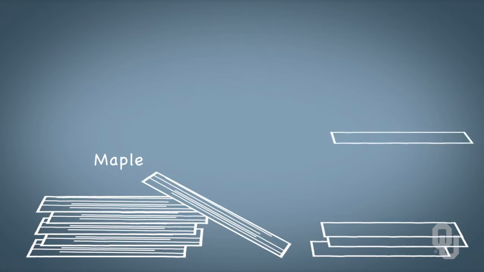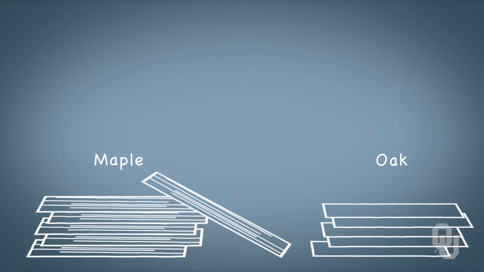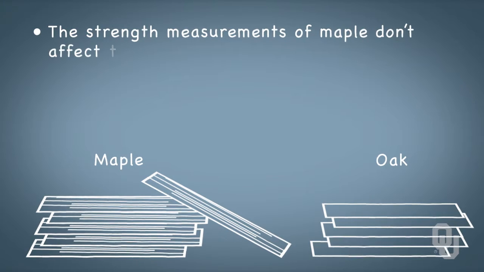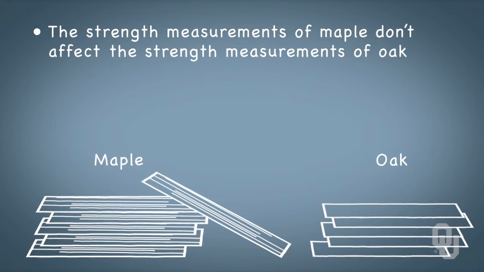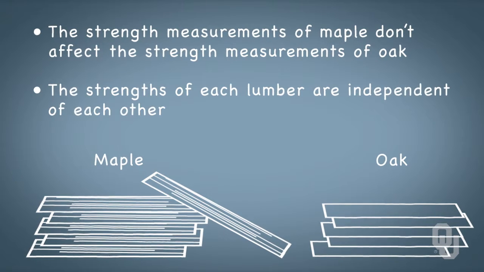For example, if we collect samples of maple and samples of oak lumber, and we perform strength tests on each, the strength measurements of maple don't affect the strength measurements of oak, and vice versa. The strengths of maple lumber are independent of the strengths of oak lumber, and we make our comparison of the strengths of these two populations with the assumption of independence. But there are certain situations where the independence assumption fails. This is best illustrated with a few examples.